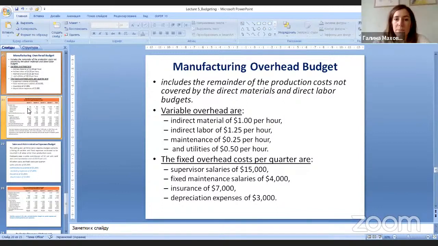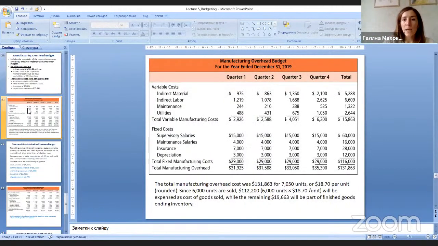So about overhead. Here we have variable overhead, and it is shown according to 1 hour of labor. For example, it's indirect material, indirect labor, maintenance, and so on. And you can see this overhead per hour. And also we have some fixed overhead per quarter. So during the quarter, we will have supervisor salaries, $50,000, and so on. And we should create this manufacturing overhead budget. You can see it also for each quarter and total.